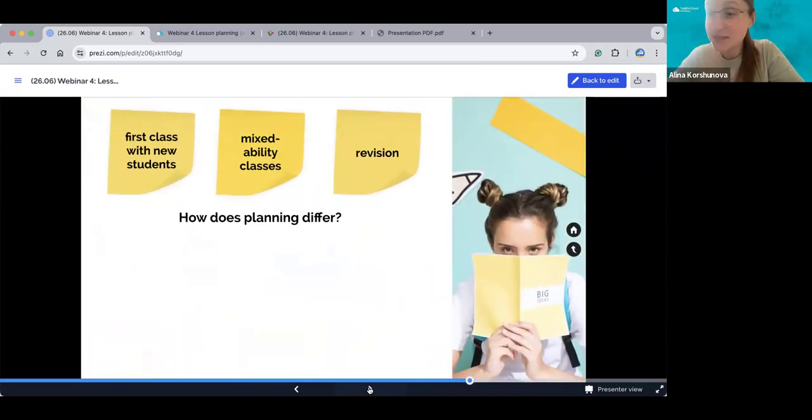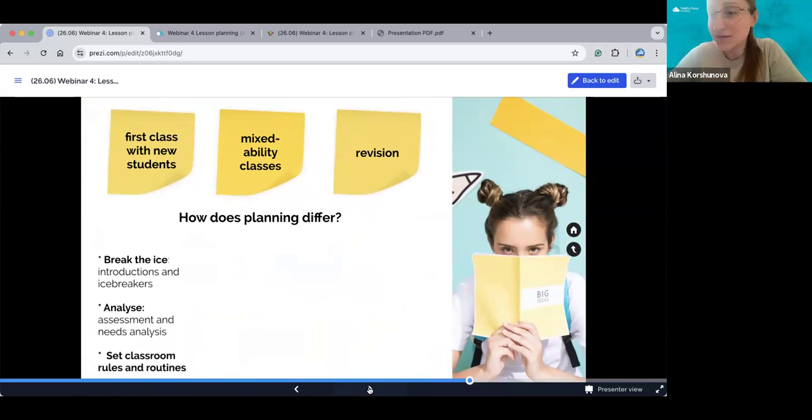For example, just a few examples for you. First class with new students. Probably your planning would differ. If you have your first class with new students or a new student, you would need to include an introduction and icebreaker stage. You just need to include that into your planning.